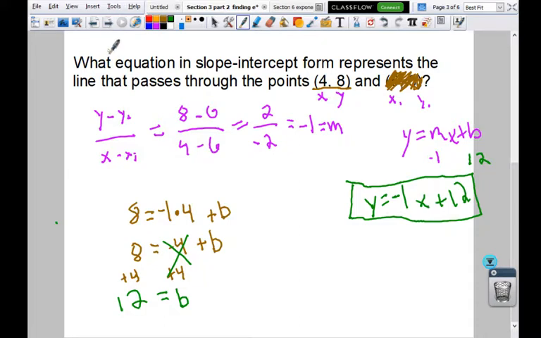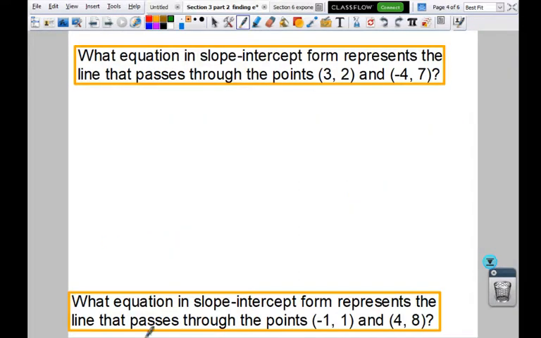All right, I want you to try one on your own now. I want you to find the equation of the line through the points (3, 2) and (-4, 7). Let's take it a piece at a time. Start by finding your M, your slope. Then we'll double check it, make sure we are all on the same page. After that, you can find B.